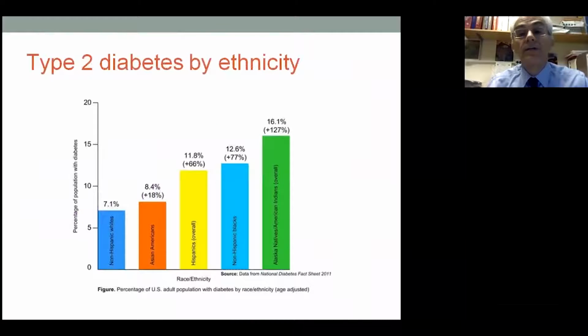And in the US, when we look at our ethnic composition, non-Hispanic whites have a much lower risk of developing type 2 diabetes, although they have a much higher risk of developing type 1 diabetes. The patients that are Hispanics or non-Hispanic blacks, and the ethnic group that has the highest incidence of diabetes in the US are the American Indians.